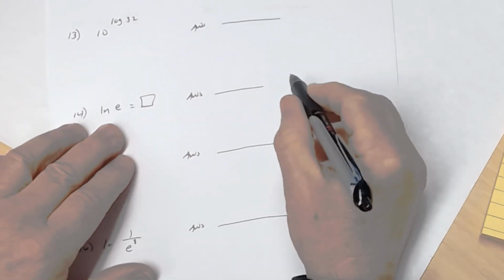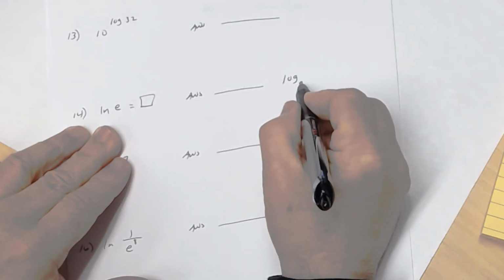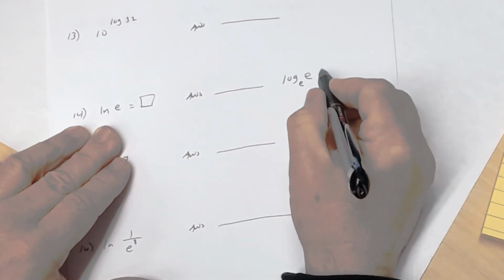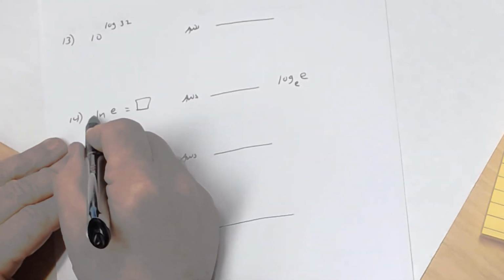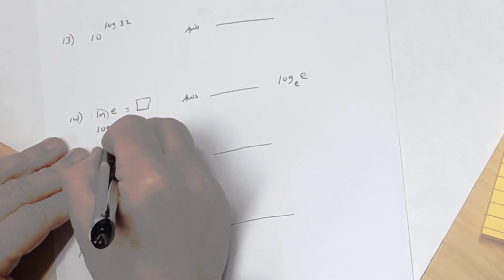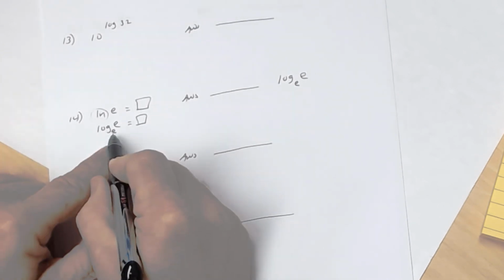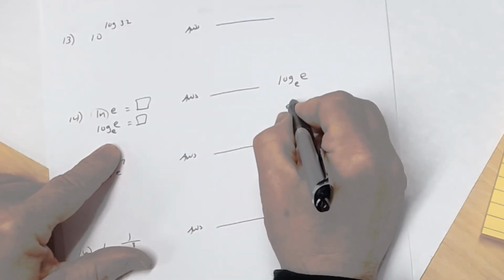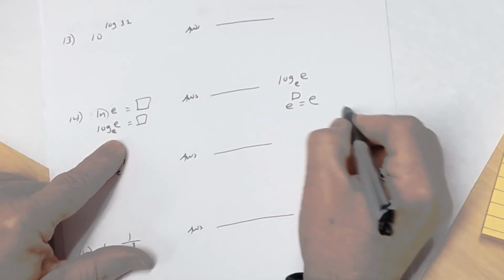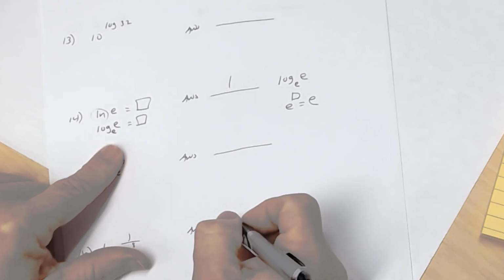Equal blank. Now let's remember, natural log is a log with what base? Log base e. So the natural log of e means the same thing as log base e of e, doesn't it? So just remember that. This notation, natural log, means the same thing as saying log base e, and my argument is e. So equal box. Your base is e, so you're going to say e to what power is e? Well, e to the first is e, isn't it? So the answer is 1.